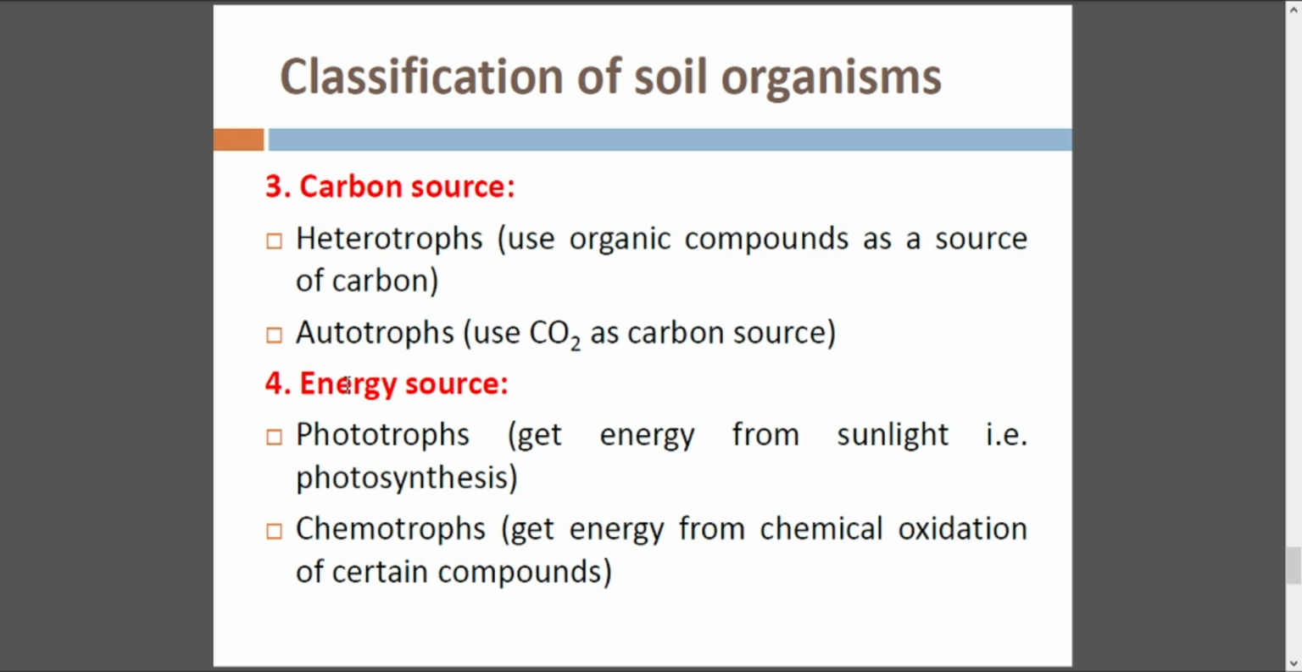Then we also classify organisms by looking at the energy source, where we have the phototrophs and the chemotrophs. The phototrophs get energy from sunlight, which they use in the process of photosynthesis. And then the chemotrophs get their energy from chemical oxidation of certain compounds within the soil.